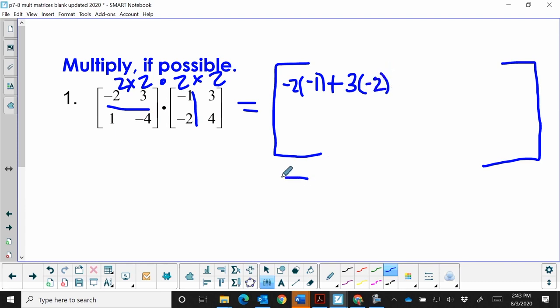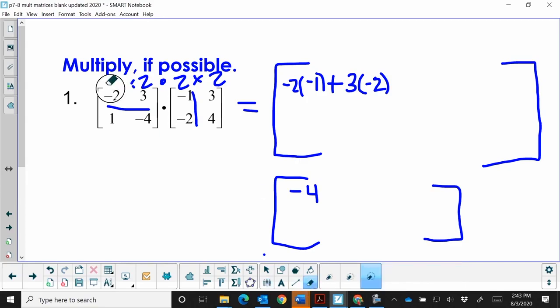And that's going to give me the term in the top left position. So that's going to give me +2 plus -6. So 2 plus -6 is -4. And that is the term or the element in the top left position.